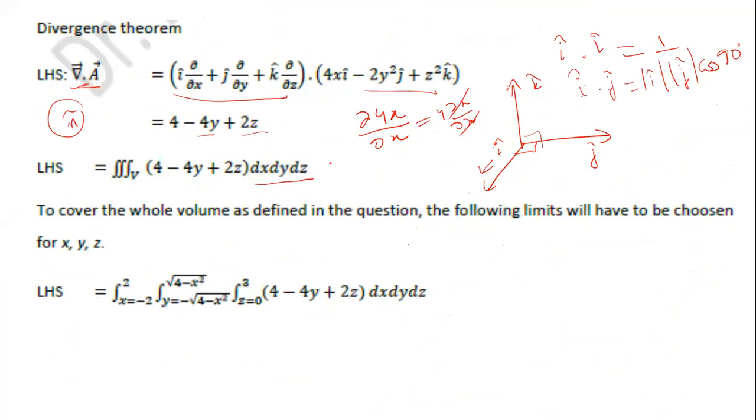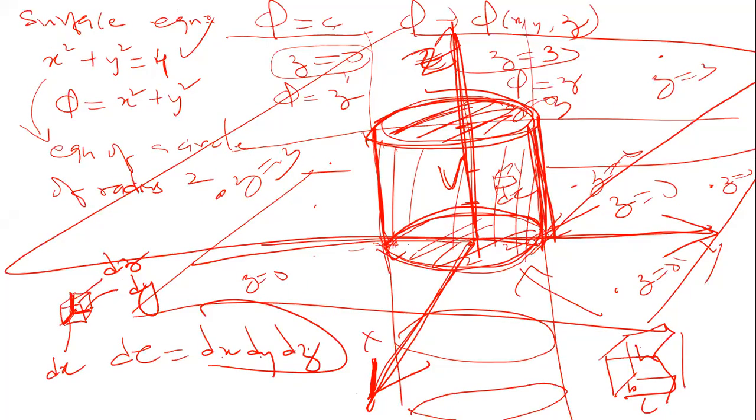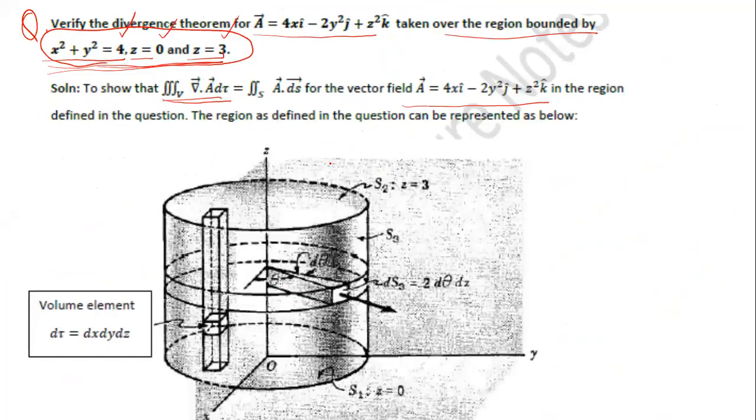So instead of d tau, on the left hand side, we write simply dx, dy, dz, and you have to perform this integration. In order to perform this integration, we are going to perform the summation of the divergence of the vector field over the volume enclosed by this surface, this surface, this surface. So the volume enclosed by these surfaces is as represented here. All right.